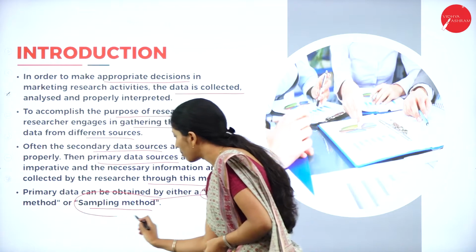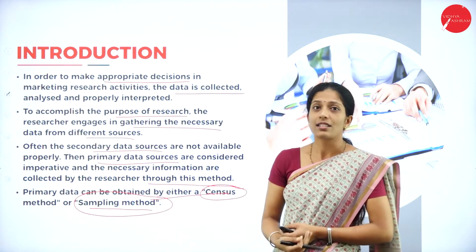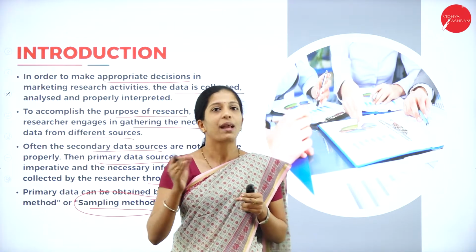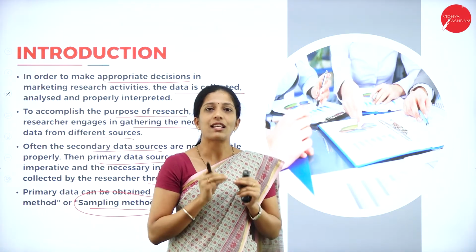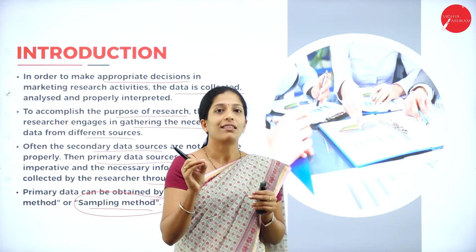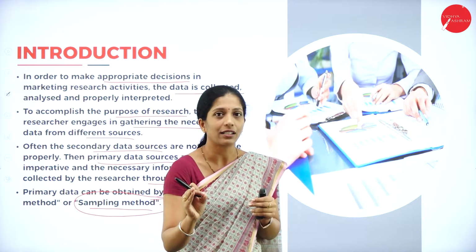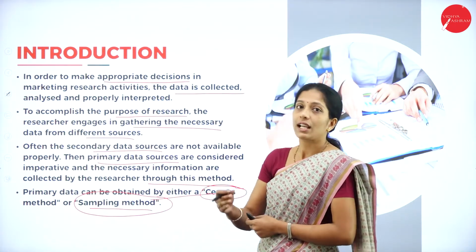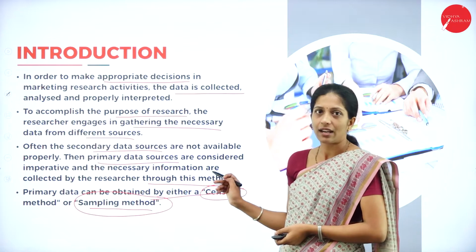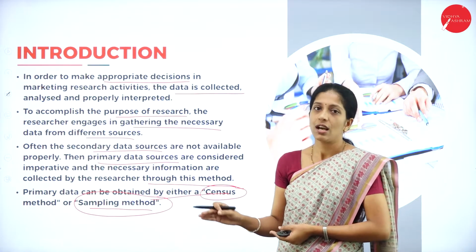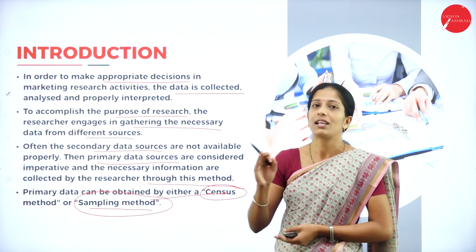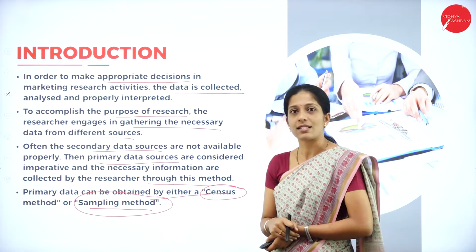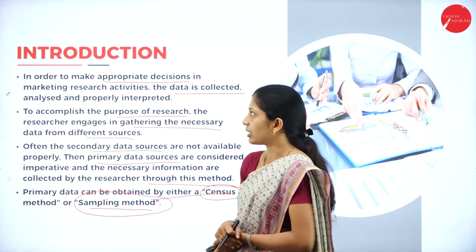Next, we are going to learn about the sampling method. That is, why the researcher has selected to collect the data from the primary sources. Now, he has to see whether, through the primary method, the data has to be collected through the census method or the sampling method. So, in order to collect the data, there are two methods under primary sources. One is the census method, the other one is the sampling method. Now, let us see what the census method and sampling method are in today's session.